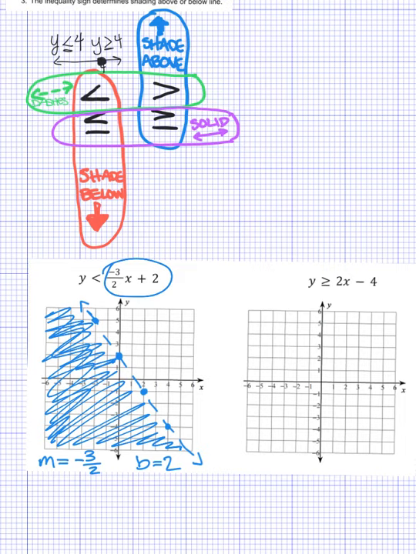My next example is y is greater than or equal to 2x minus 4. So again, I'm going to identify my slope and my y-intercept. So my slope is 2, and I remember that whenever I do slope, I usually want a fraction. So 2 is the same thing as 2 over 1. My y-intercept, I notice it says minus 4, so that means my y-intercept is actually -4.